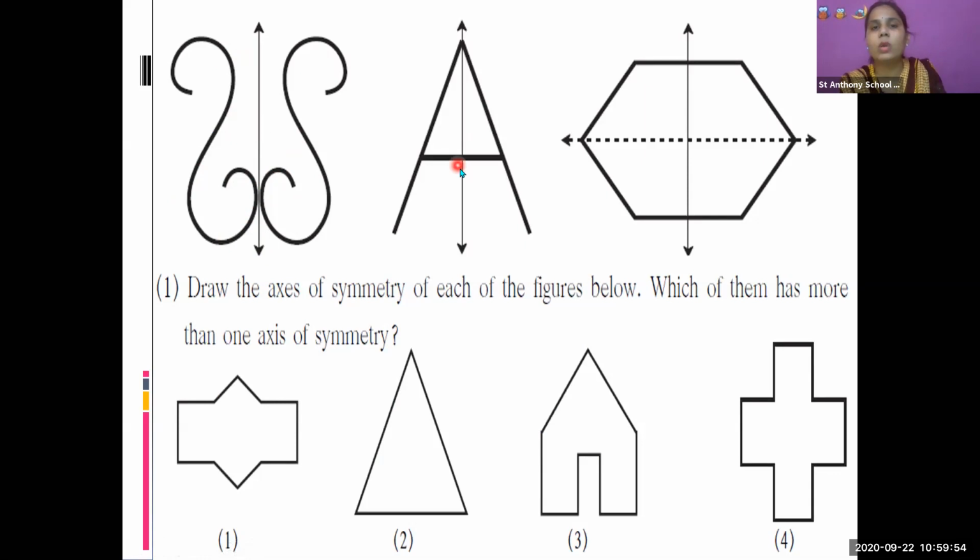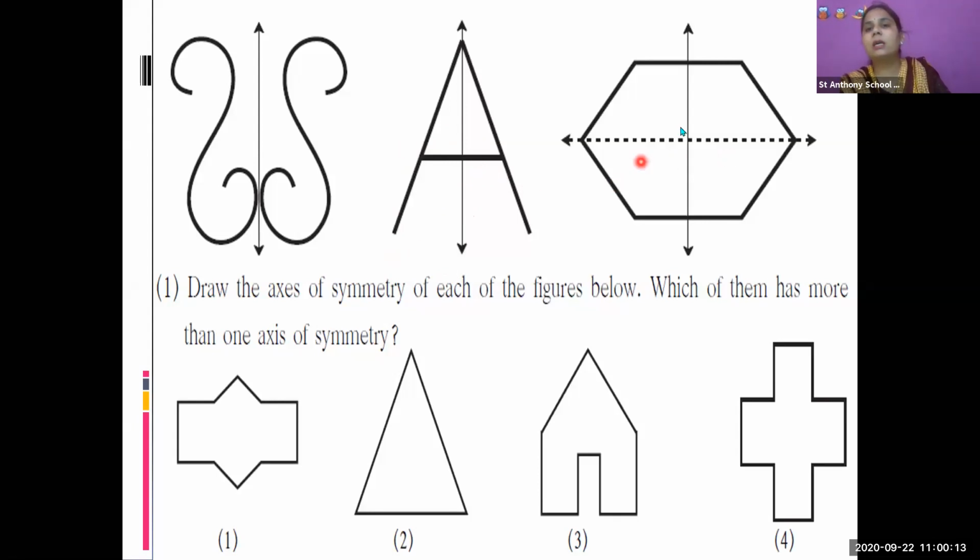Now here also, A, when we draw the figure of A, and when we draw an axis of symmetry from the middle, and when we fold and observe it, it looks like this part falls exactly on this part. This is known as reflectional symmetry.